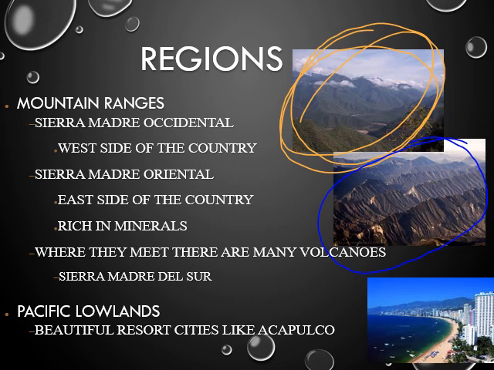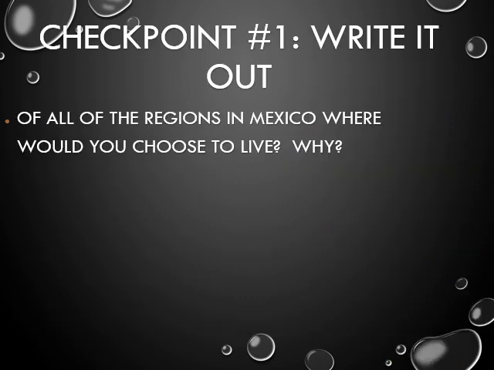The other area that we're going to talk about on this slide is the Pacific Lowlands. The Pacific Lowlands is that narrow thing that runs right down the west side, right on the Pacific coast. And really, it's a very, very nice lowland, a nice plain, and it's home to many, many beautiful resort cities where a lot of tourists go to stay. Places like Acapulco, as well as other cities, but Acapulco is probably the one you maybe have heard of before.